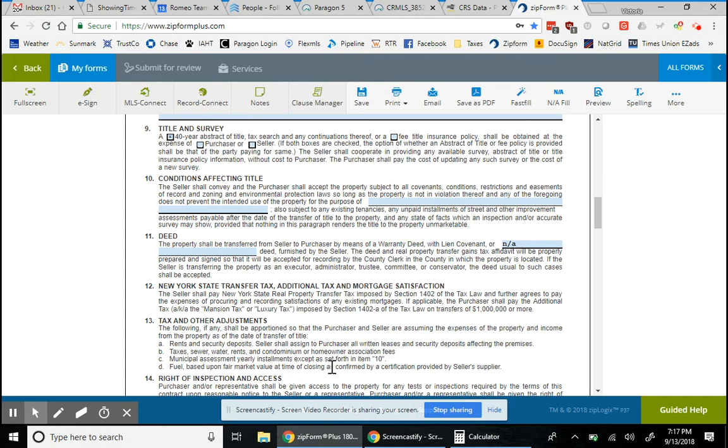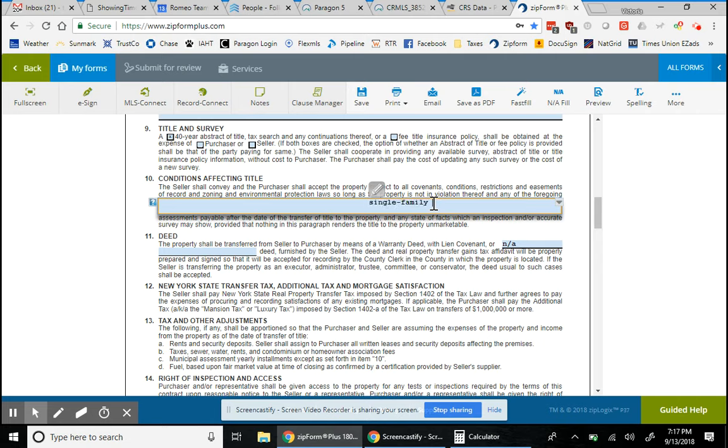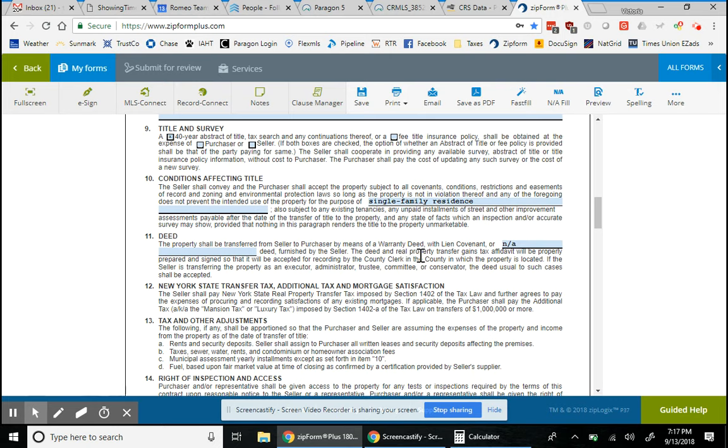Paragraph 10, conditions affecting title. So what's the property zoned for use as? Most of the homes that we sell are going to be a single family residence. What else can go in there? 2-family residence, multi-unit residence. We should only be handling properties 1 to 4 units because that is still considered a residential sale. Anything above that is commercial, and we do not do that yet, maybe. Also in there, condominium. Condominium is different. Okay. Most of the time, though, it's going to be single family residence.